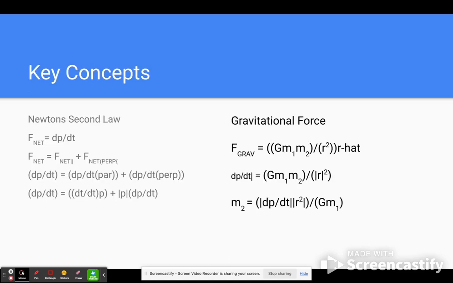So some key concepts are Newton's second law, which is F net equals dp over dt, and F net equals F net parallel plus F net perpendicular. And then the gravitational force is another key concept. The force of gravity equals the gravitational constant times mass 1 times mass 2 over r squared times r hat. And then we could use that formula to find mass 2, which we'll be needing to do for question 1, part 1, to find the mass of the black hole.